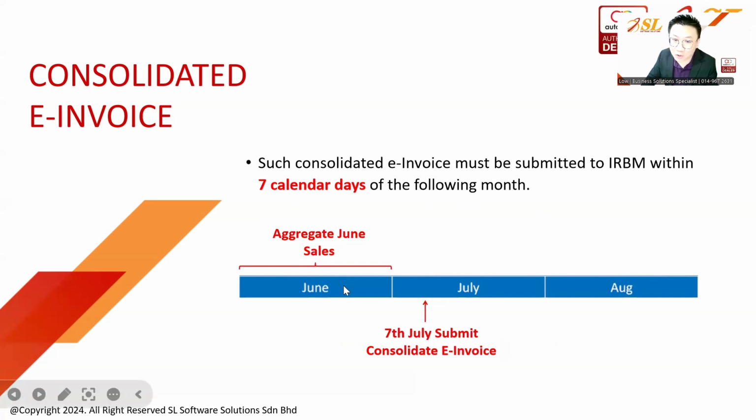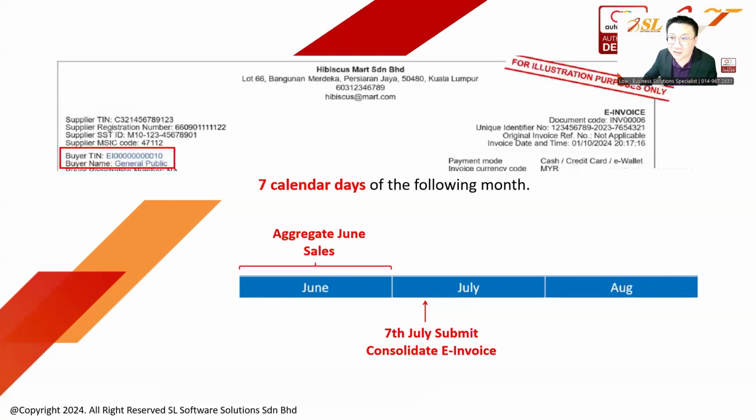So for example, June, total sales 100K. So 100K is accounted on June. But to submit for validation to the MyInvoice portal, it is within 7 days of the following calendar month. Okay, so by 7 July you must submit the total amount of 100K. This 100K excludes all those customers who already took the invoice. So this is the format.